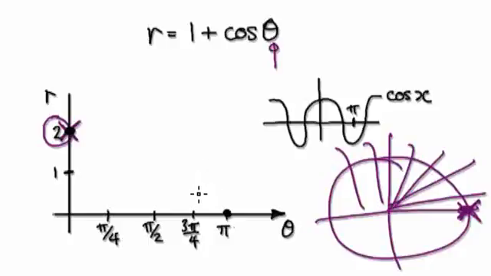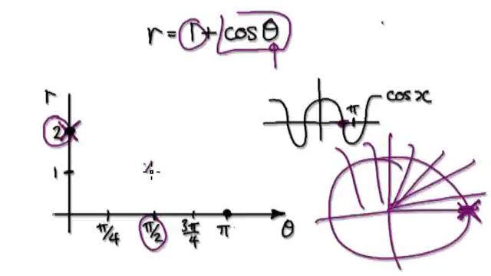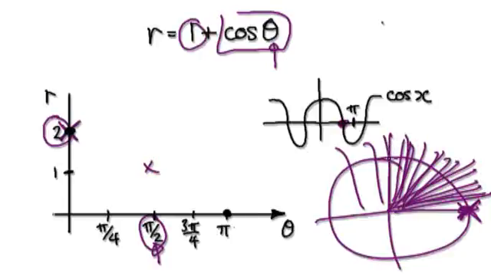And then when theta is pi over 2, cosine here would be 0, and then you plus 1, so that would be here. What that means is theta is increasing like this. By the time it gets to pi over 2, the radius will be 1.